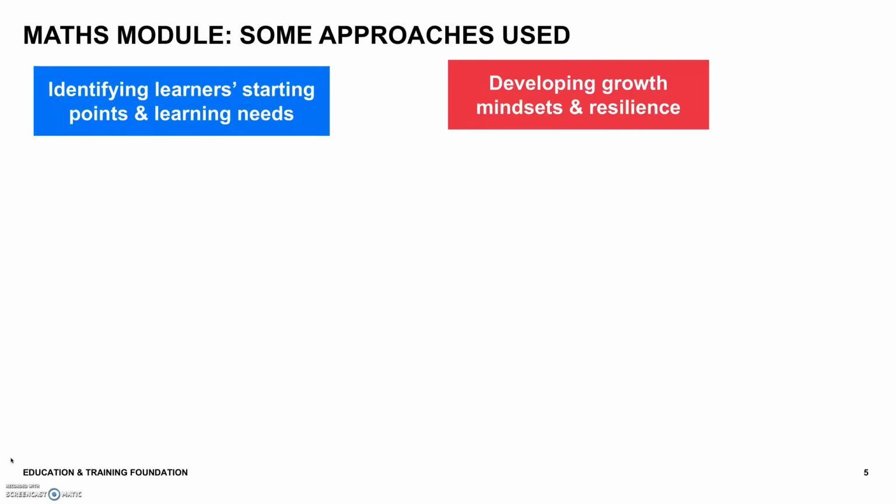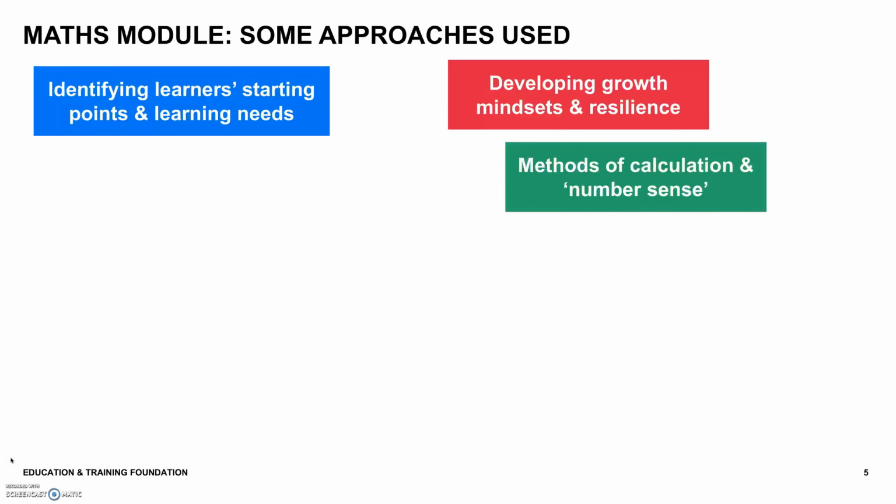Related to this, we'll be looking at issues of mindsets towards maths and what strategies practitioners can use to develop more resilient approaches to maths learning. Methods of calculation and number sense are important in the new qualifications, as learners will have to do a non-calculator paper. So we'll be looking at different methods of calculation and also ways of developing learners' number sense, their feel for numbers, and how they can use estimation techniques and make sense of their answers a little bit better.